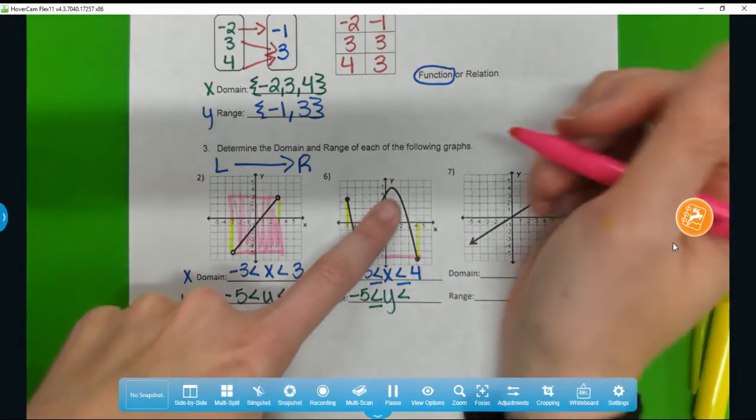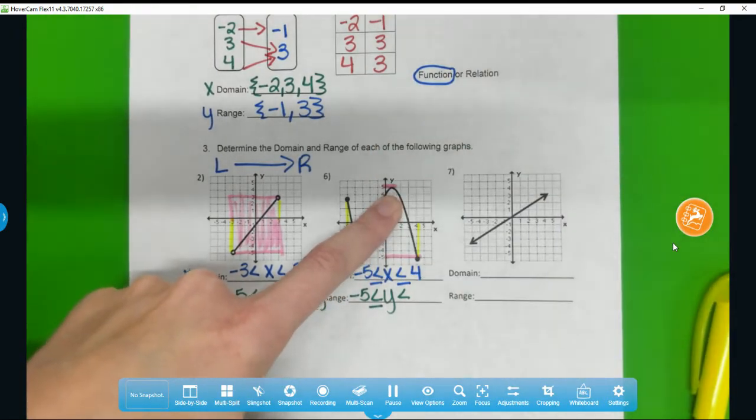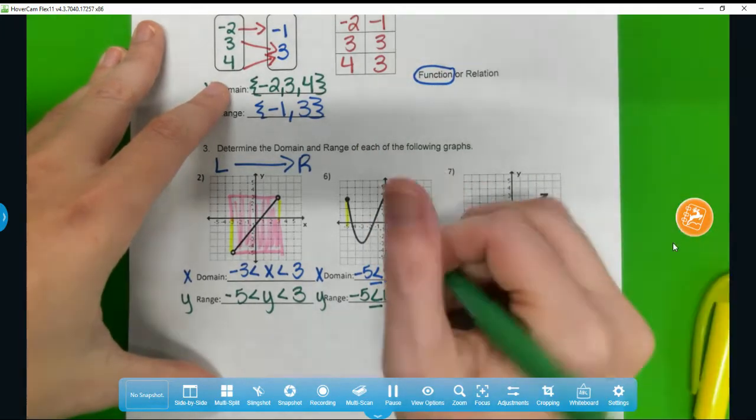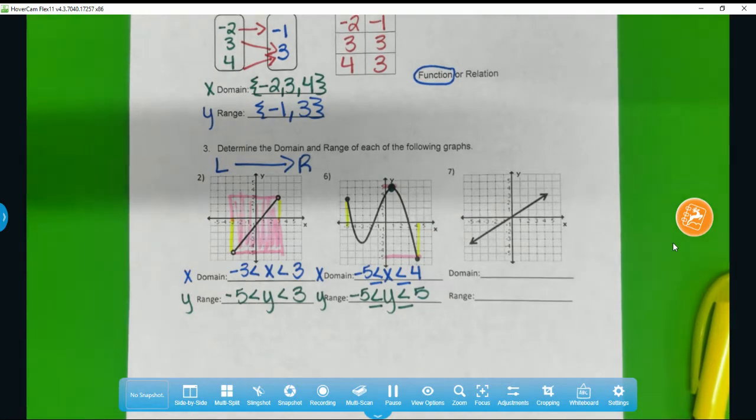Now I need to go all the way to the top. It might not be a circle there. So remember, if we draw the point, it's shaded in. So that's at 5, and I need the line.